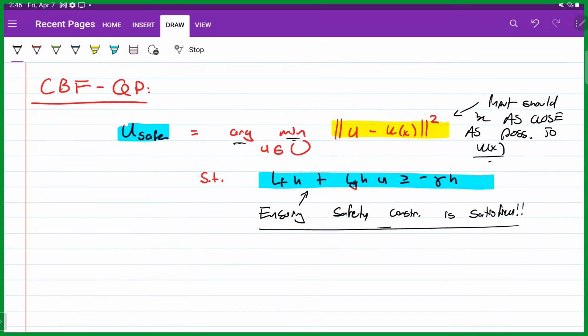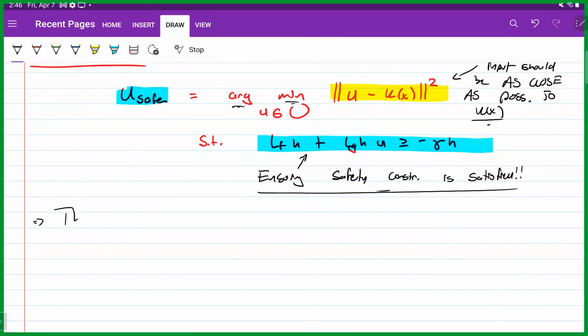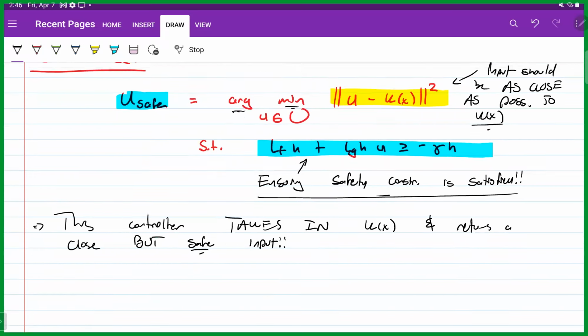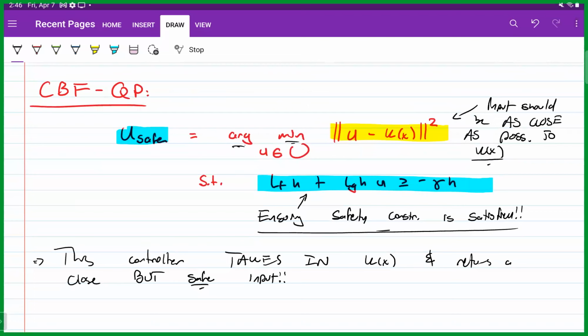All right. So this controller takes in an input, K of X, and returns a close but safe input. And this will guarantee that our system remains within our safe set. All right, so do we have any questions about this CBF QP? What do we think about this controller?